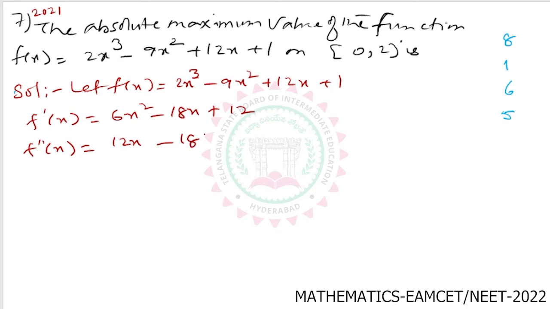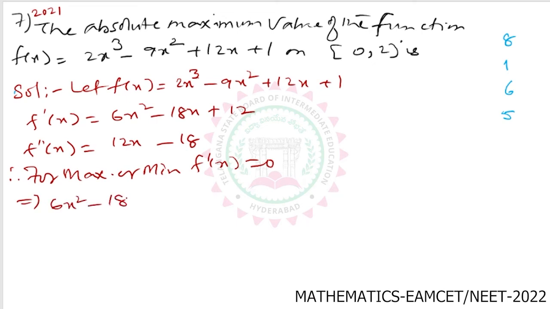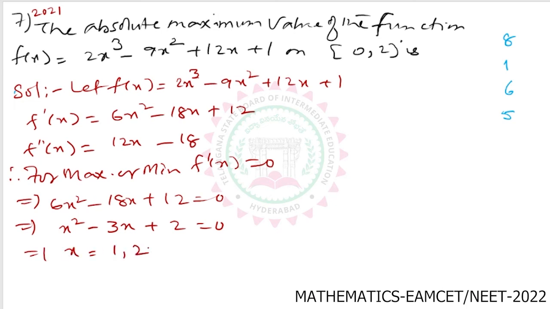So, we know that for maximum or minimum value, we have to equate f dash x equal to 0. Therefore, for maximum or minimum, f dash x equal to 0. What is your f dash x? That is 6x square minus 18x plus 12 is equal to 0. If I divide throughout the equation by 6, this equation becomes x square minus 3x plus 2 is equal to 0. If I find the factors of this, I am getting x is equal to 1, 2.